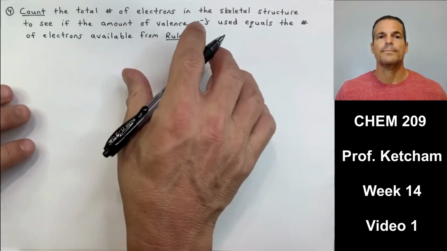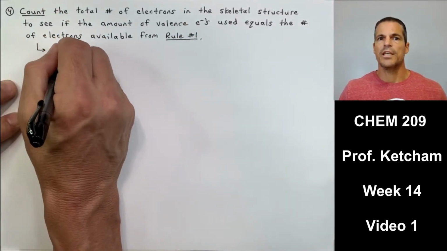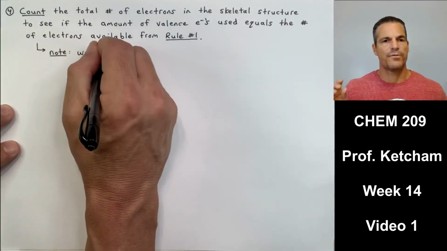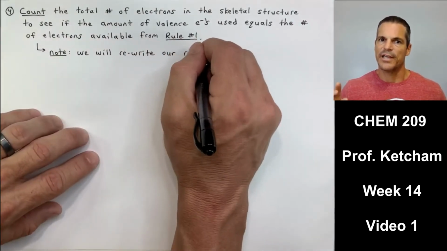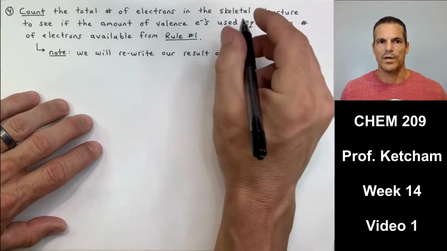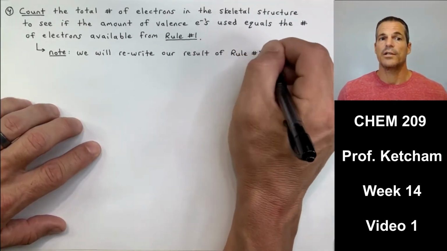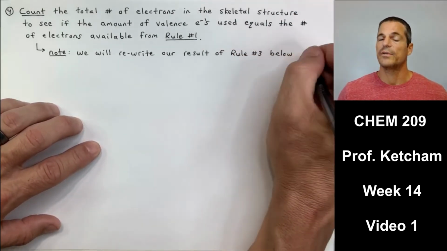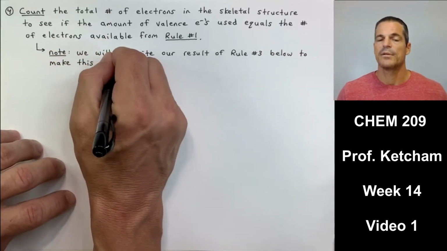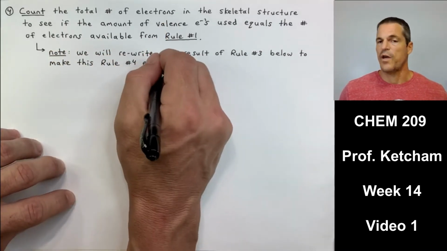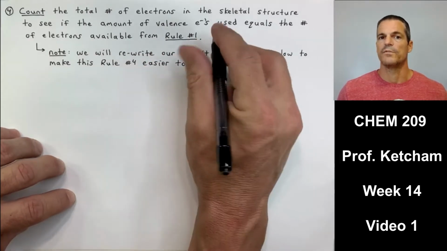Okay? So rule number 1 wasn't just bookkeeping. We had to do that rule number 1. Before you draw structures, you're actually not drawing structures. You're counting valence electrons in that rule number 1. Anyway, a note here on number 4. We're going to rewrite our results to rule number 3 so we can see them on this page of paper, just to see if we have to do anything for rule number 4.